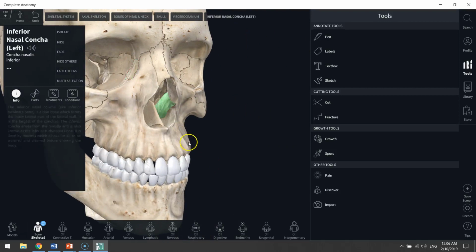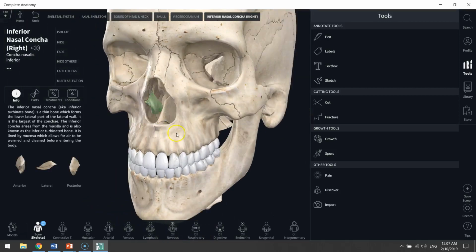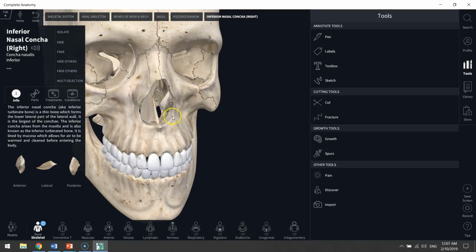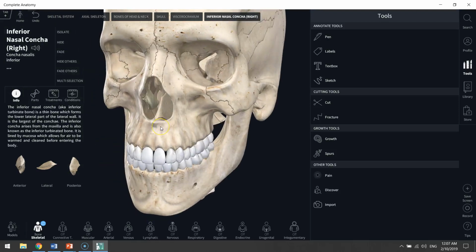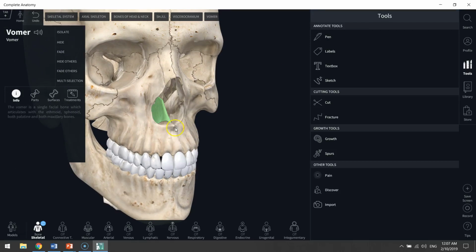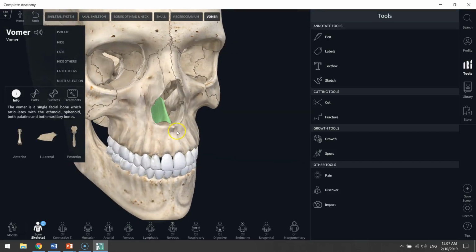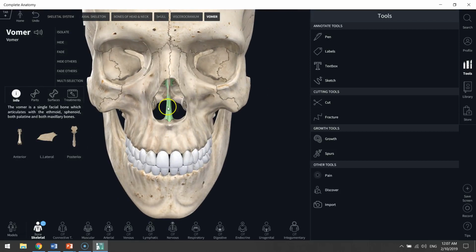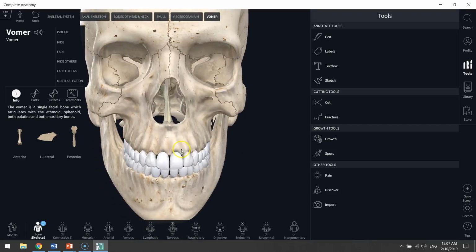The inferior nasal conchae are the largest conchae, individual bones that form much of the lateral walls of the nasal cavity. The vomer bone separates the nasal cavity into left and right compartments, forming the nasal septum, articulating with the perpendicular plate of the ethmoid bone.